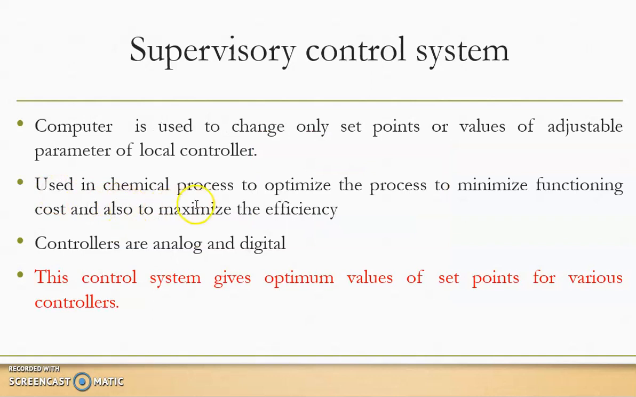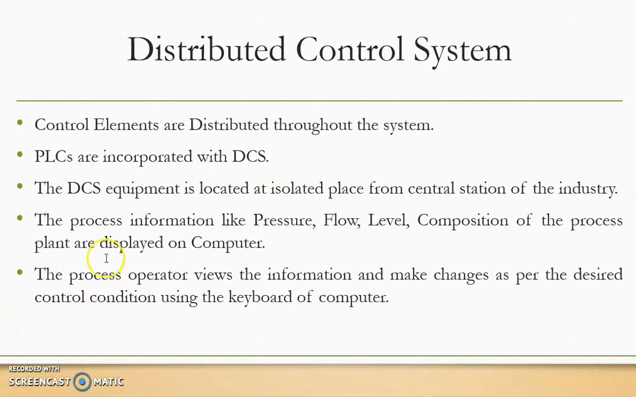It is used in chemical processes to optimize the process, to maximize the functional cost and also to maximize the efficiency. Controllers are analog and digital; both kinds are there. The control system gives optimum values of the set point for various controllers. This is a good point about the supervisory system. It gives the optimum values of all the set points of various controllers. So this is one of the big advantages of the supervisory control system.